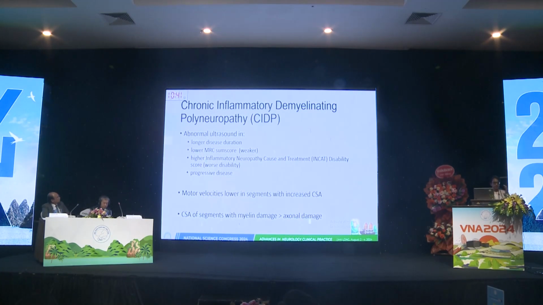So next is CIDP. CIDP is a much longer period, okay? It's not a one-off episode of inflammation, an autoimmune attack. It comes and it goes and it comes and it goes. So it goes through a demyelination, remyelination process, keeps demyelinating and remyelinating. In the nerve conduction studies, you will see that it's very slow. Sometimes the patient gets better, but the nerve conduction studies might still not show any improvement, because even when you remyelinate, the nerve is still very slow.